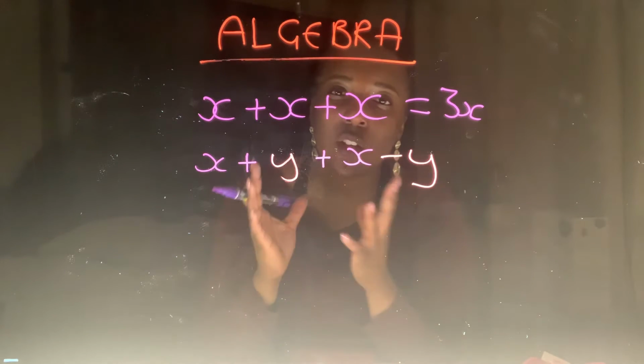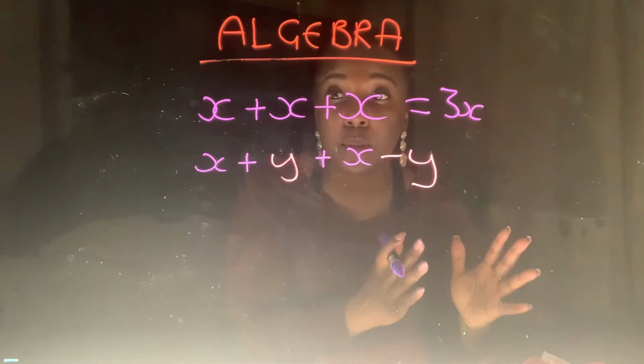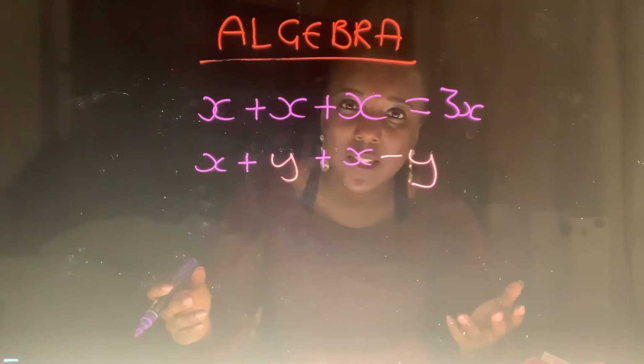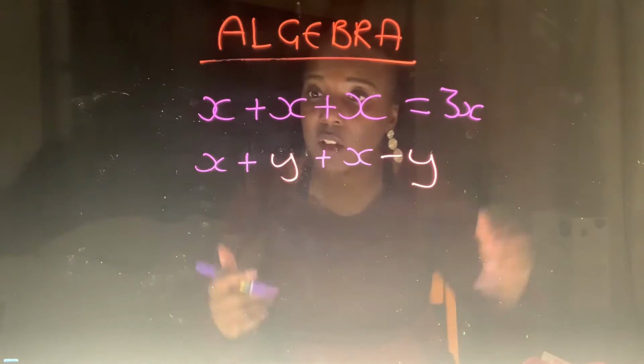Here, we've got to understand this concept of grouping like terms. So, what do I mean by like terms? What things are the same? Are we alike? Are we different? If we're alike, let's stick together.